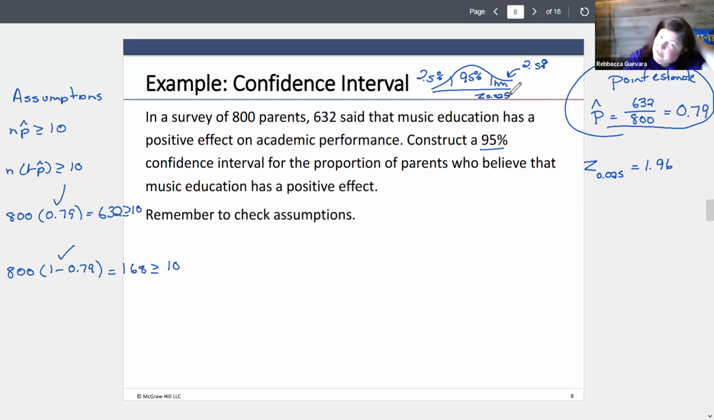If you go to your z-tables, the charts we had, what we should get is that the z-score is going to be 1.96.